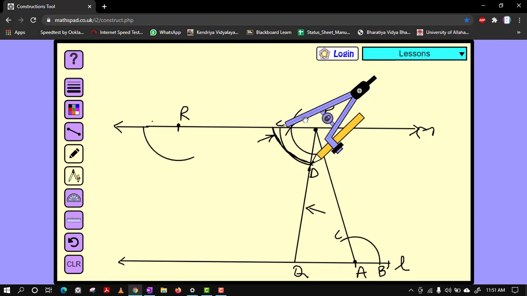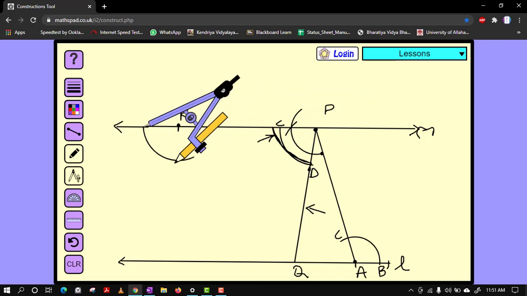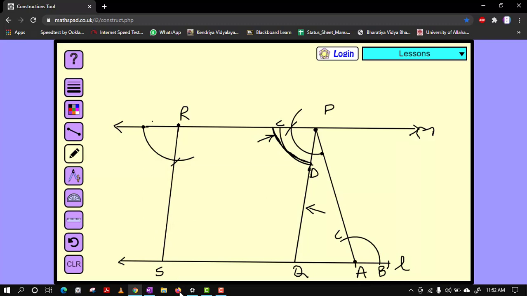So I lock it over here. Same angle I will make on this side. So that's it. With this way we can draw this angle like this. Little bit error is there, but it will be like this only when you do your copy. So what they are saying: forward this, so let this meet L at S. So this point we call S.